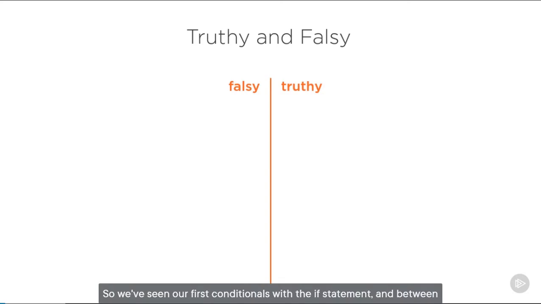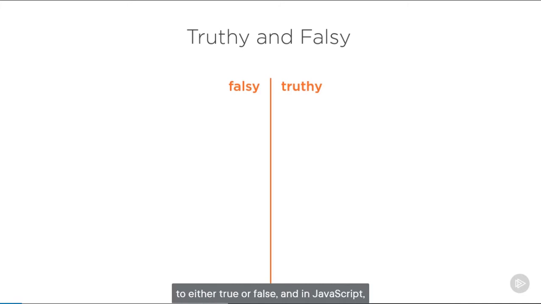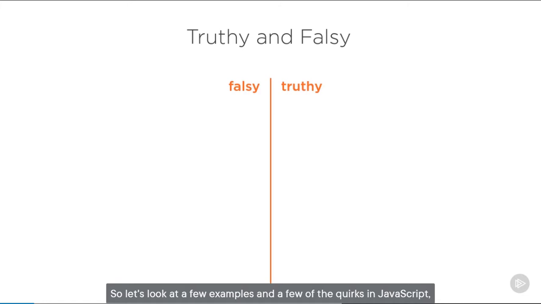So we've seen our first conditionals with the if statement, and between the parentheses after if, there needs to be an expression that evaluates to either true or false. And in JavaScript, we describe the quality of this as either being truthy or falsy. So let's look at a few examples and a few of the quirks in JavaScript. And we'll start off with falsy, because truthy is the opposite of falsy.